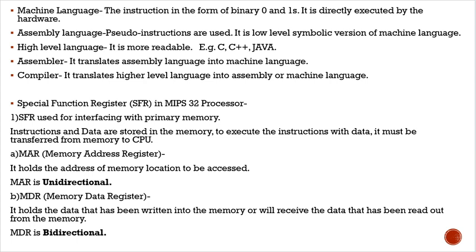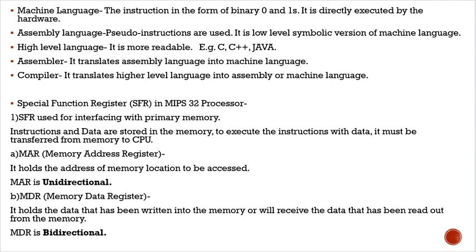Let's start. Machine language is the instruction in form of binary zeros and ones, and it is directly executed by the hardware. Whereas assembly language consists of pseudo instructions and it is low level symbolic version of machine language. High level language is more readable like C, C++, Java, which we use for programming. Assembler is used to translate the assembly language into machine language, whereas compiler is used to translate the higher level languages like C, C++ into assembly or machine language.